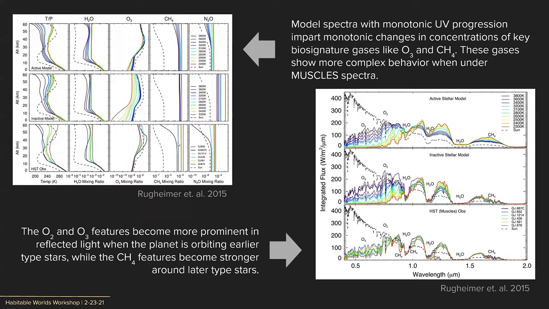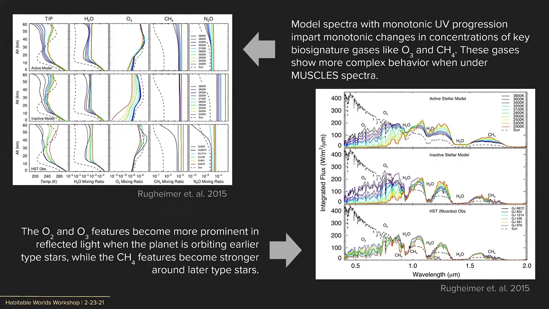the methane mixing ratio. So in general, this plot is showing that the ozone abundance decreases as the spectral class increases. So as we're going from hot stars to cool stars, ozone is decreasing and methane is increasing in concentration.